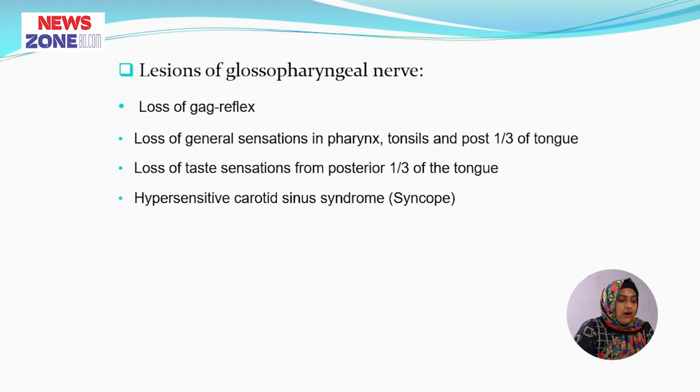When there is a lesion within the glossopharyngeal nerve, there is a loss of gag reflex, loss of general sensation in the pharynx, tonsil and posterior one third of the tongue, loss of taste sensation from the posterior one third of the tongue, and hypersensitive carotid sinus syndrome, that is syncope.